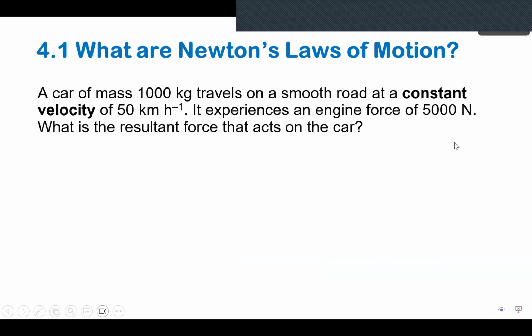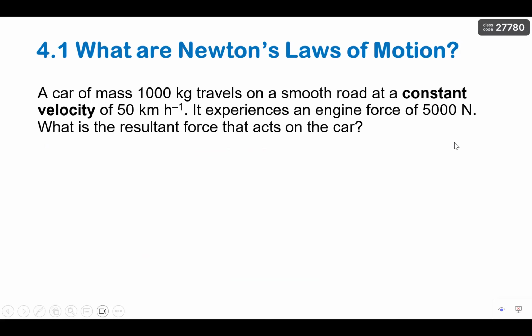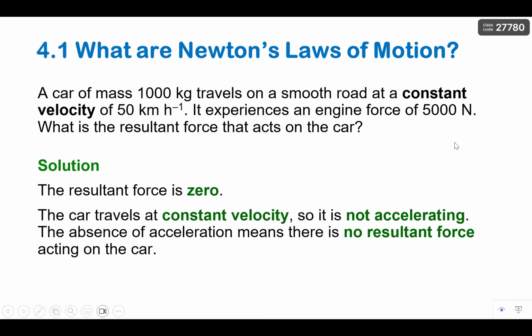A car of mass 1000 kg travels on a smooth road at a constant velocity of 50 kilometers per hour. It experiences an engine force of 5,000 newtons. What is the resultant force? So I've already bolded for you the keywords: moving with a constant velocity. So you should know that constant velocity simply means zero acceleration. And when you have zero acceleration, it means that it has zero resultant force.